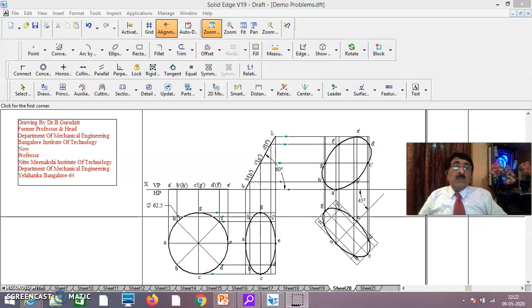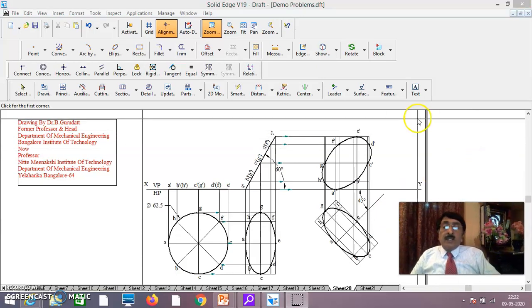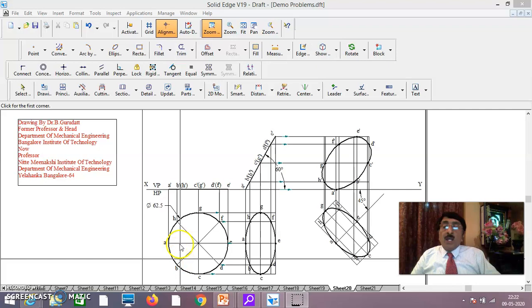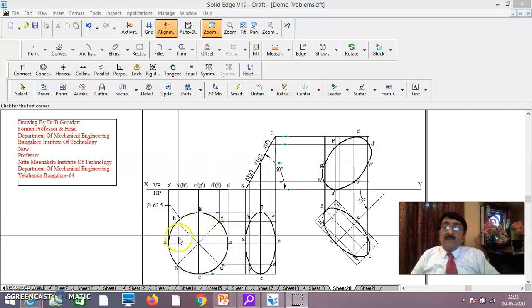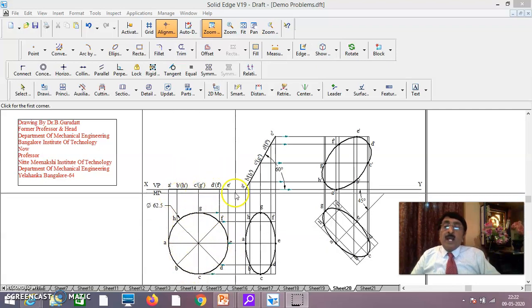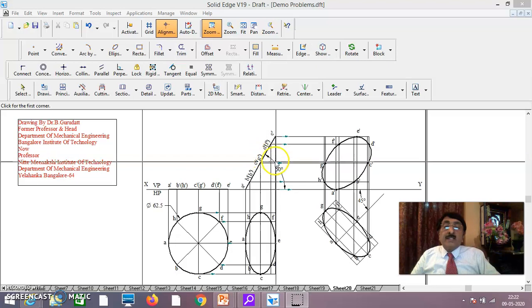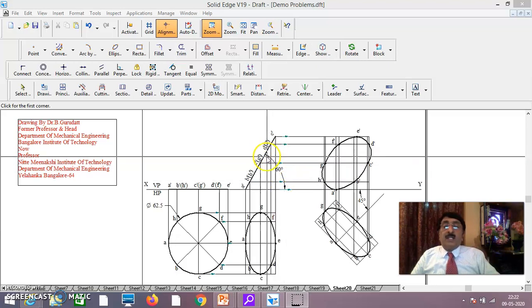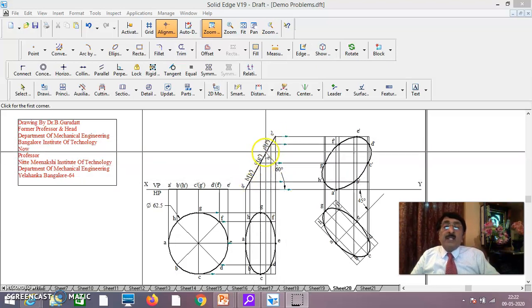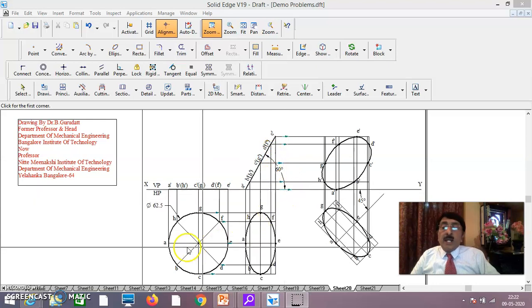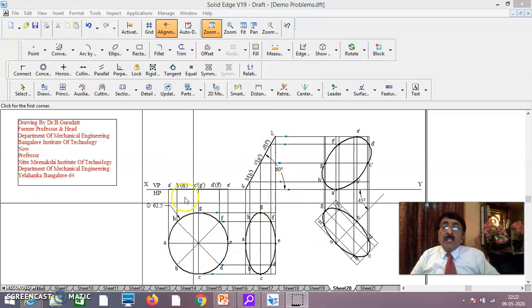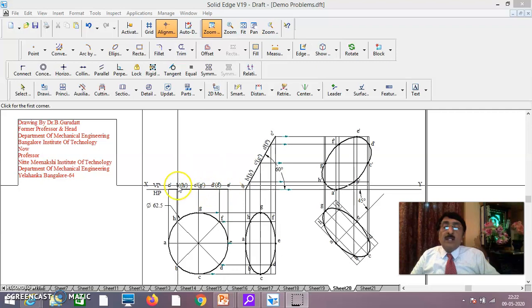Now as you see here, the circular lamina of diameter 125, that is radius 62.5, has a point of its rim or circumference on HP. That means point A is on HP, such that the surface is inclined at 60 degrees to HP, or the diameter is inclined at 60 degrees to HP. The diameter is AE. Can you follow? AE is in true length here.